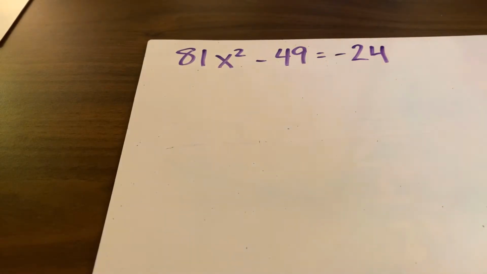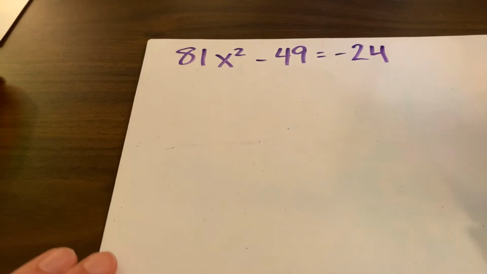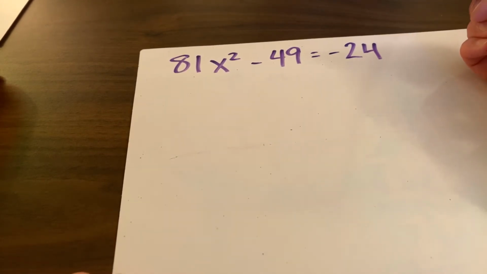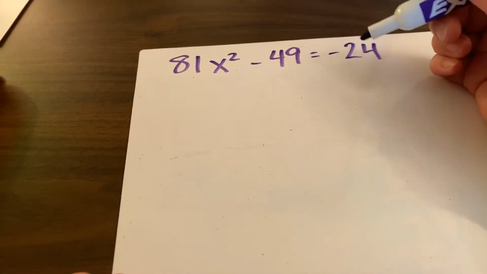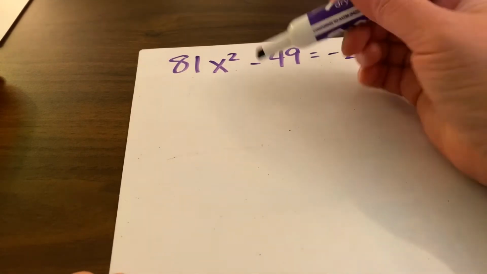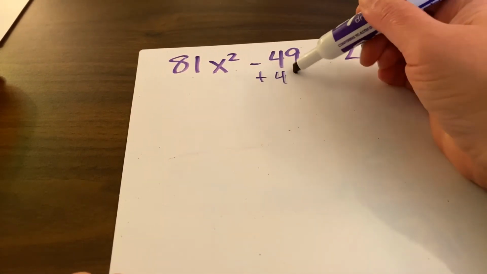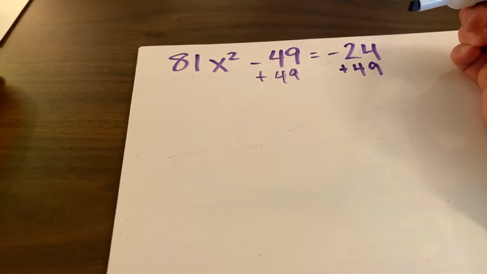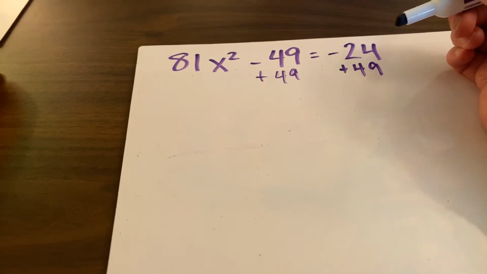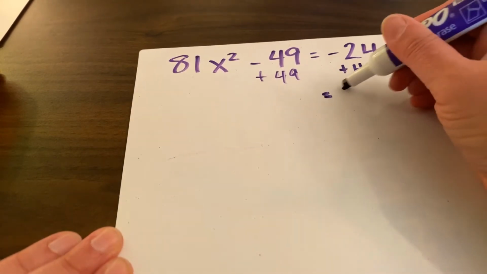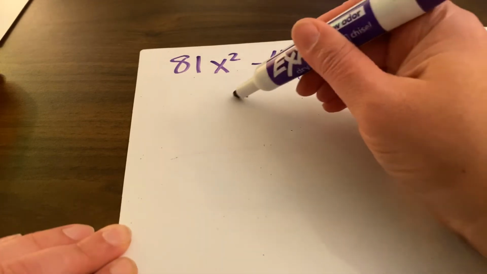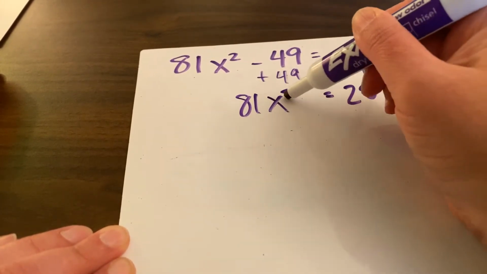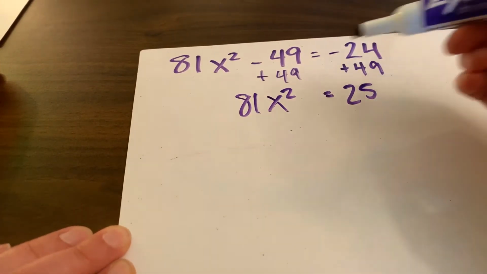Okay, here's one that is a little bit trickier. We have 81x squared minus 49 equals negative 24. I want to start by adding 49 to both sides. And what's negative 24 plus 49? That's right, it's 25. So we have 81x squared equals 25.